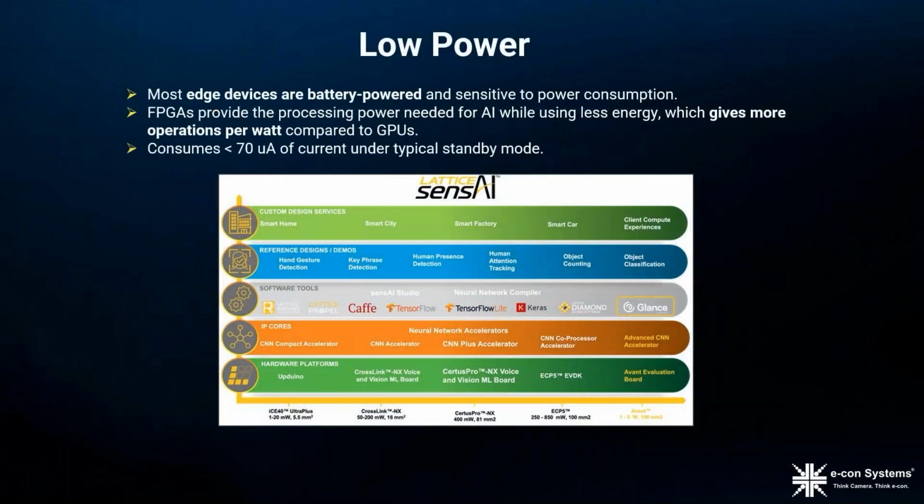Since most edge devices are battery operated, they are sensitive to power consumption. FPGAs will provide more operations per watt compared to GPUs. Some of the Lattice FPGA series will consume less than 70 microamps of current in standby mode, which can help us in two ways. One is that the operation time of a product will be longer for a single charge cycle. The next one is we can reduce the thermal dissipation and avoid using heat sinks.